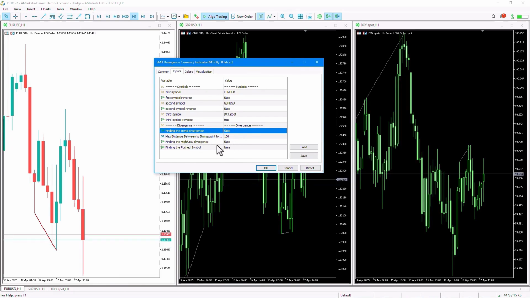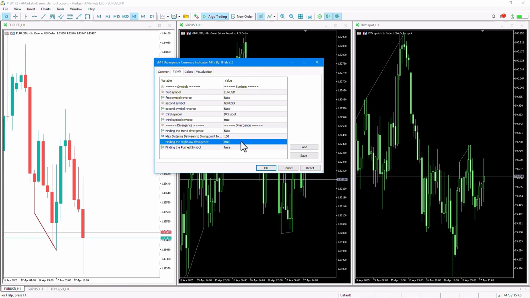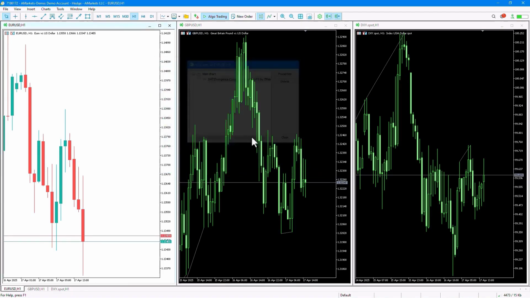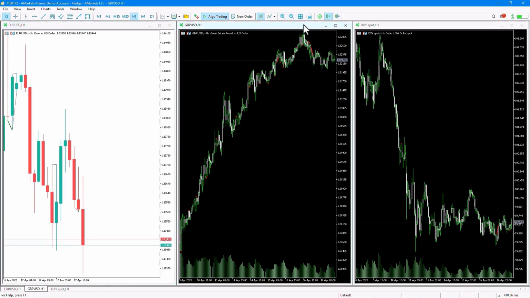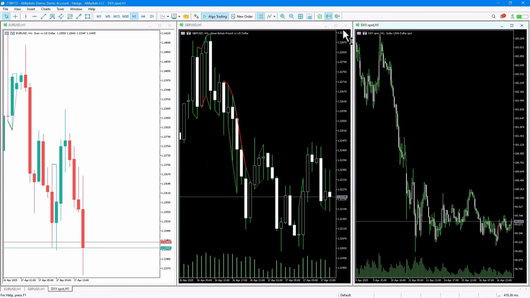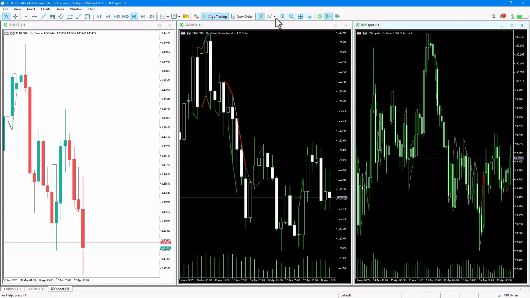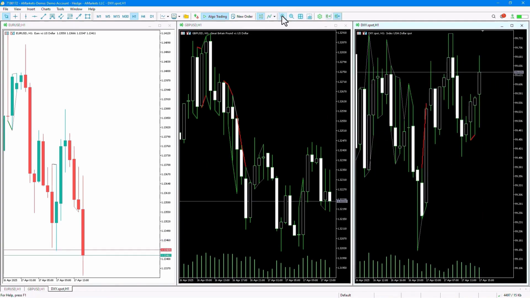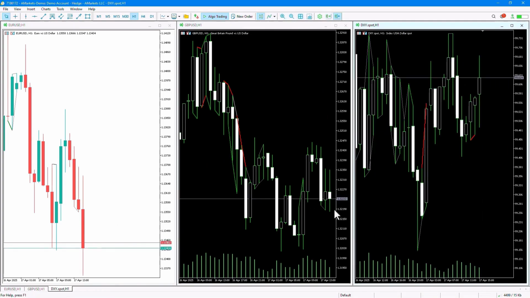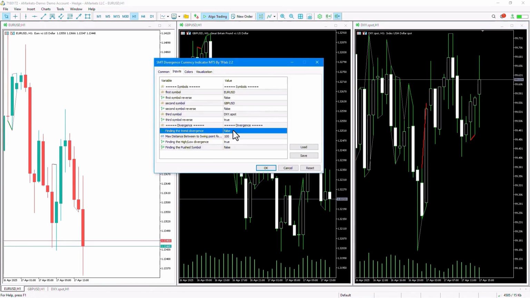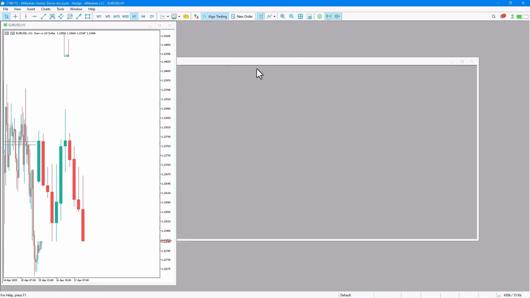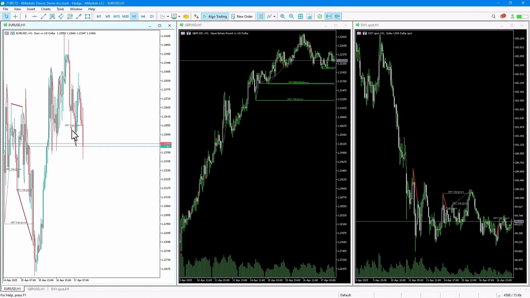In the next section, we can enable or disable the display of the different divergence modes. By enabling this option, the indicator starts identifying divergences on the price chart and displays them for us. It compares two candles next to each other and the divergences are drawn. I activate three modes here so you can observe different divergences on the chart.